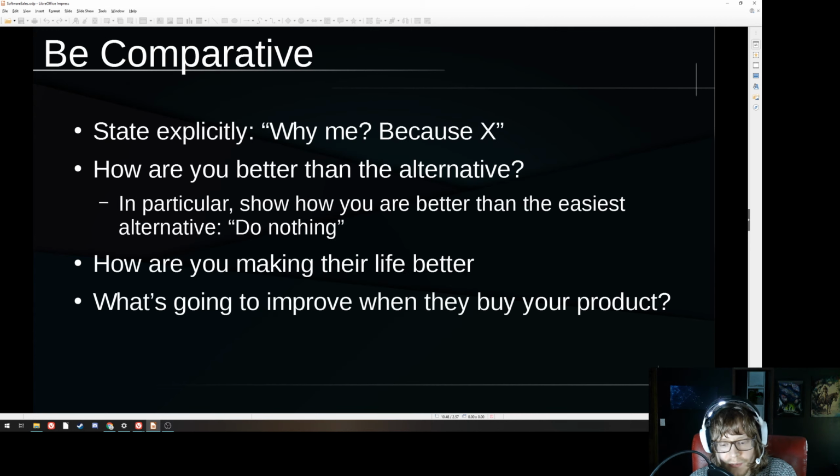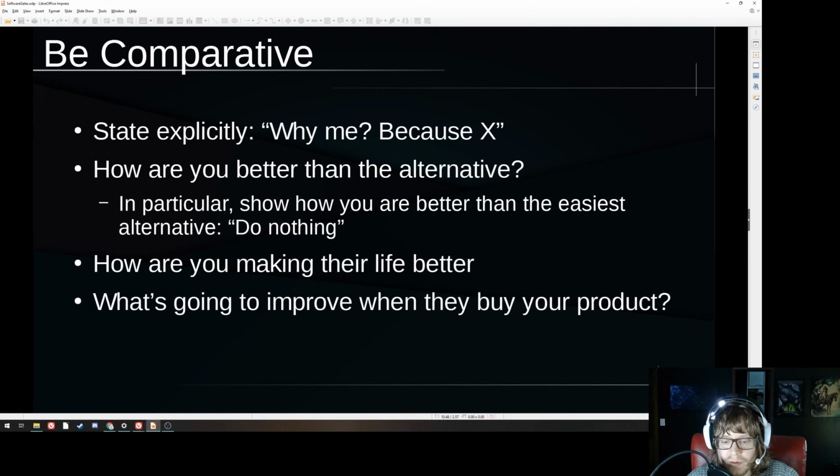So you need to have a pitch ready, but you shouldn't rely on your pitch when dealing with every customer. You should try to be personal with them. You want to be comparative. You want to be explicit in saying, why me? This is why me. So you want to specifically say why you are better than the alternatives. And remember that one of the alternatives to buying your product is always to do nothing.